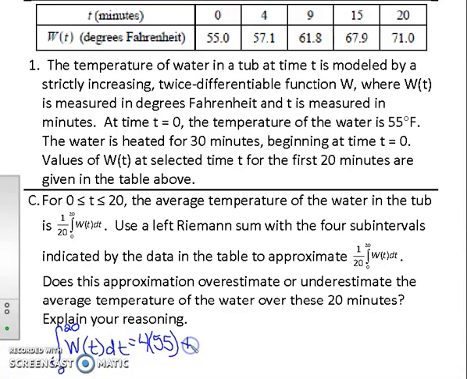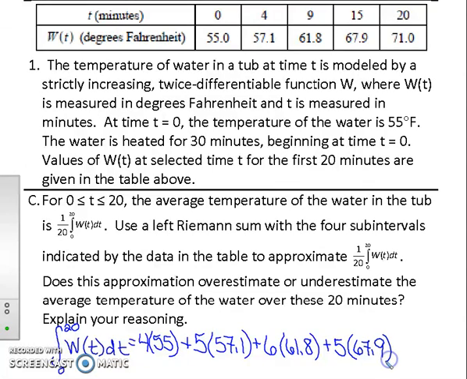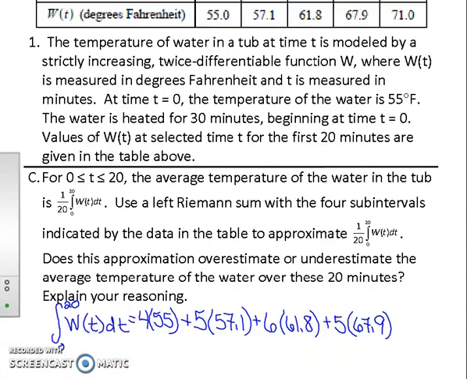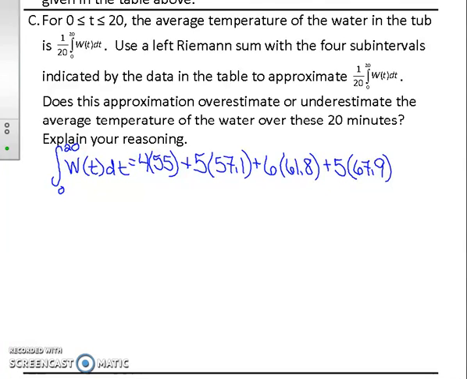Then my second interval goes from 4 to 9. So that change in time is 5. The left W value for that interval is 57.1. Then we go from 9 to 15, which is 6 minutes wide, and the left endpoint is 61.8. And then from 15 to 20 is 5 minutes wide, and the left endpoint is 67.9. That's your setup for how to calculate the left Riemann sum.